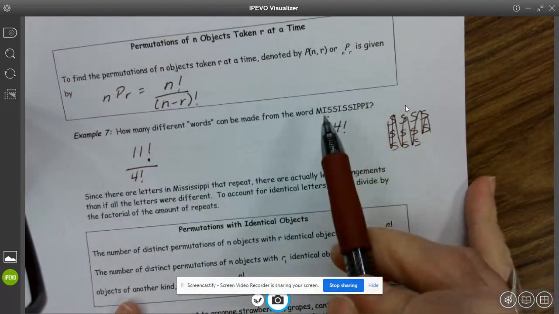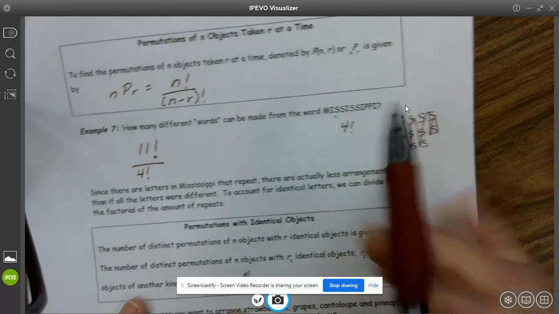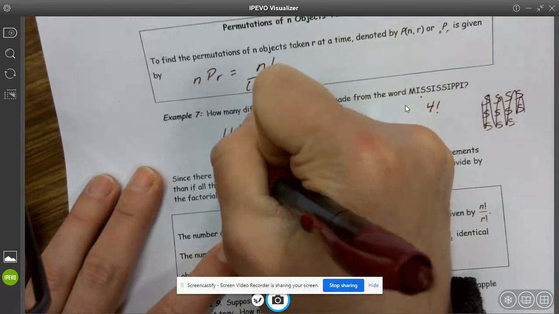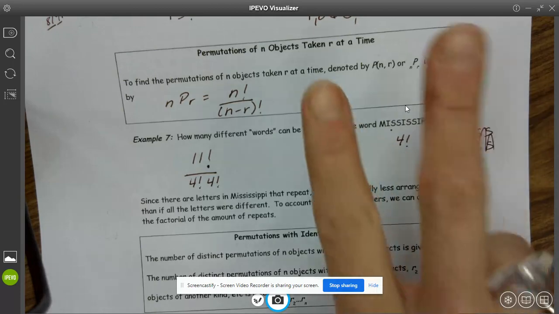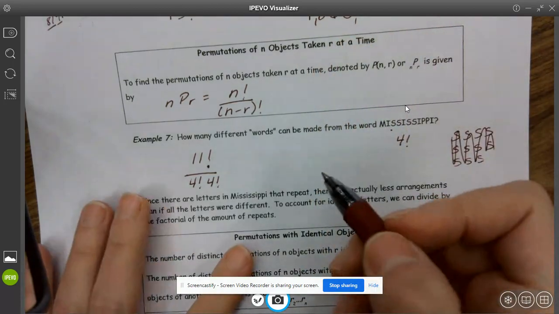Same with switching all the I's. That 4, 3, 2, 1 ways don't get repeated. I mean, they do get repeated, so they're not distinct. They're not distinct letters. And those 2 P's, if you switch them, it's not going to make a difference.